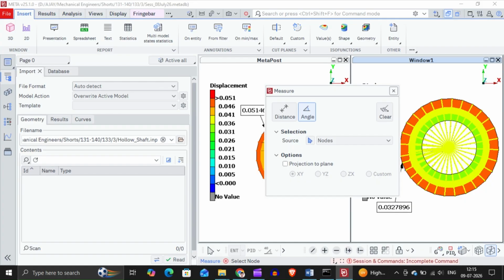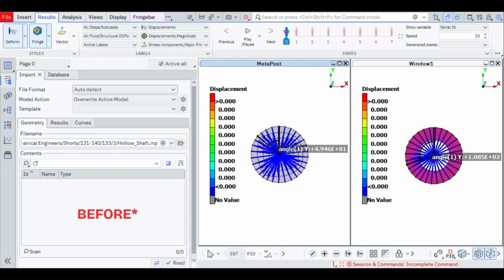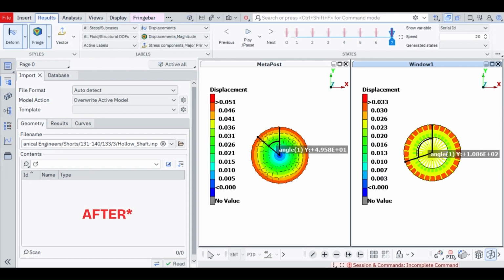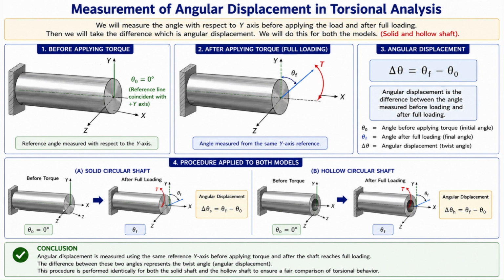For calculating the angular displacements, we will use the measure angle functionality. We will measure the angle with respect to y-axis before and after applying the load. Then we will take the difference, which will be the angular displacement. We will do this for both the models.